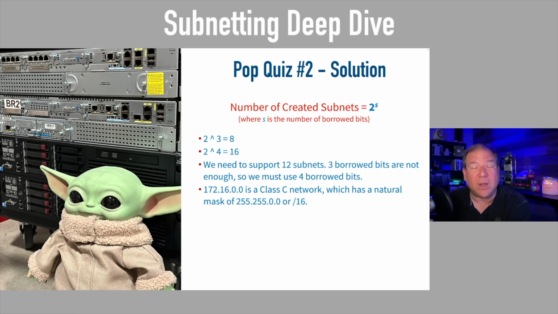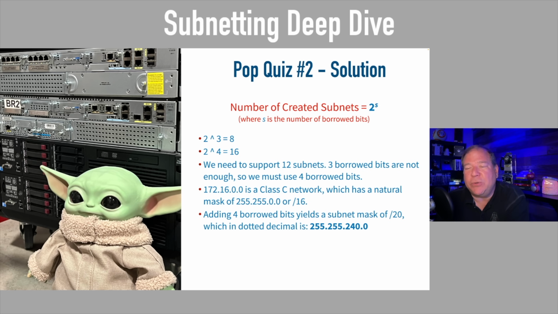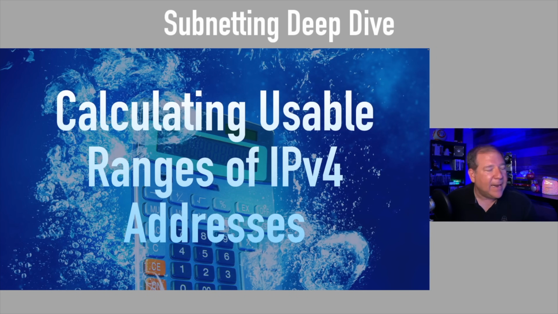That is correct for a class B network. That was just a typo where it said class C. So if we're adding 4 bits, that means I've got 4 borrowed bits. I'm adding that to a /16 network. That's going to give me a /20 subnet mask. But if I ask you to give me that in dotted decimal notation, 255.255.240.0.